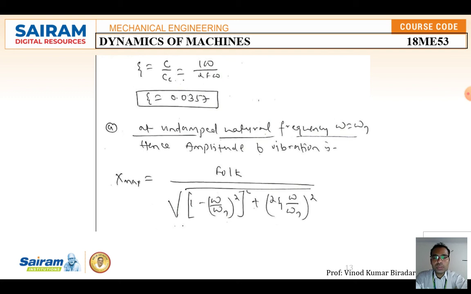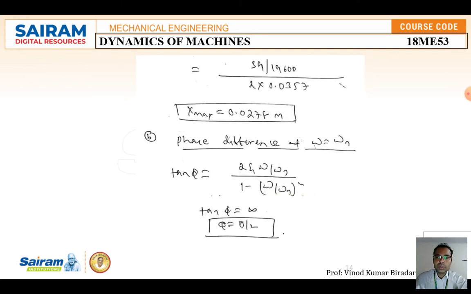Okay, so first they are asking, at the undamped natural frequency, at that particular frequency omega is equal to omega n. So hence the amplitude of the vibration is taken as what? F naught by k, that is force exerted, divided by square root of [1 minus (omega by omega n) squared] whole squared plus [2 zeta omega by omega n] whole squared. Okay, so this formula we already derived, and this is also very important from the point of view of examination. Derive this at the undamped natural frequency, that is the maximum amplitude. Okay, so you have to remember that formula.